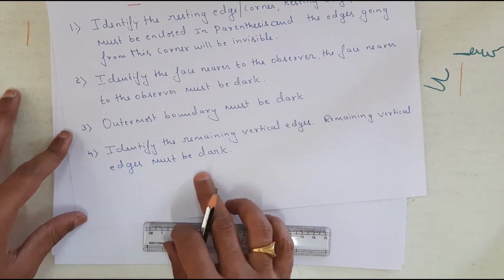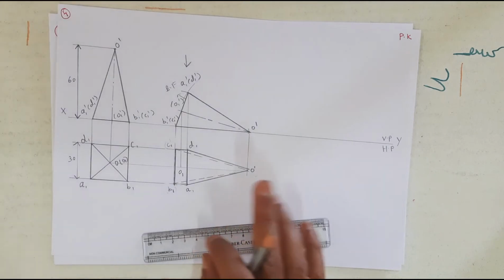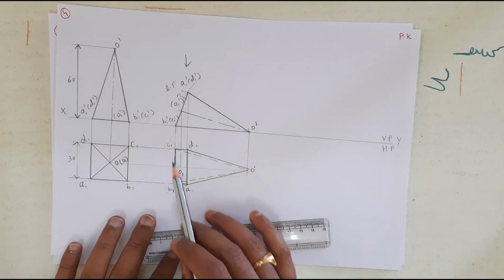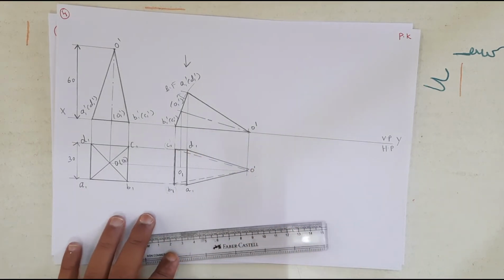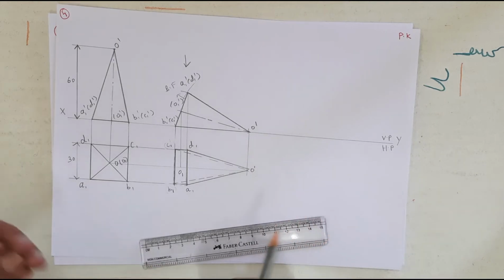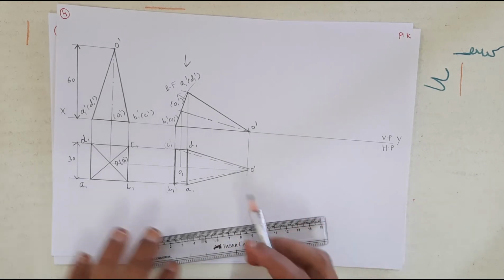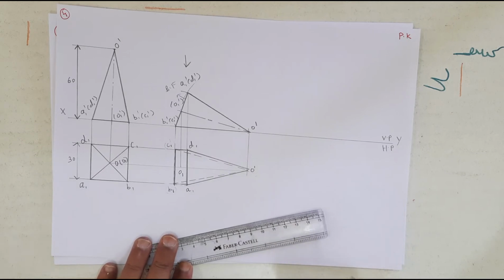Next, identify the remaining vertical edges. Remaining vertical edges must be dark. See, there are 4 slant edges. All the 4 slant edges have been joined. Hence, there are no remaining edges. So this is the top view. Have you got this one?